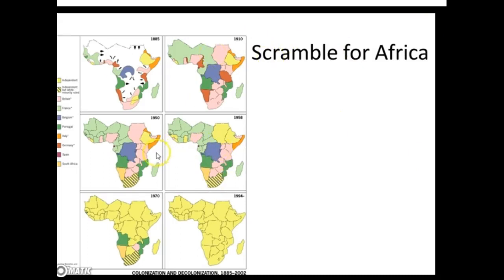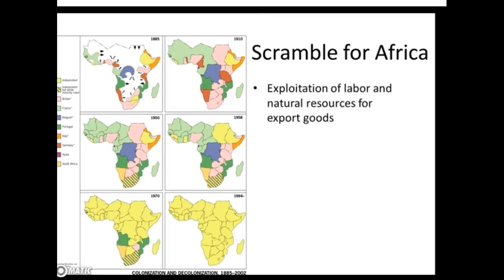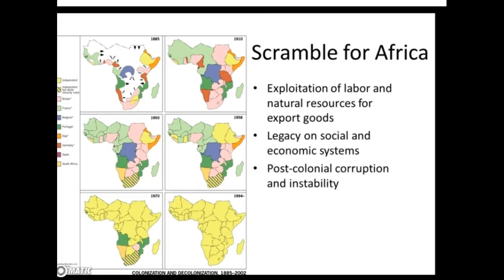And then gradually we start to see a decolonization, and by 1970 virtually all of the African states were free of colonialism, but not free of the legacy of colonialism, which includes corruption, and military-run governments has been the dominant trend in Africa, and it's part of the reason we see some of the problems that we do today. Again, the legacy on social and economic systems.